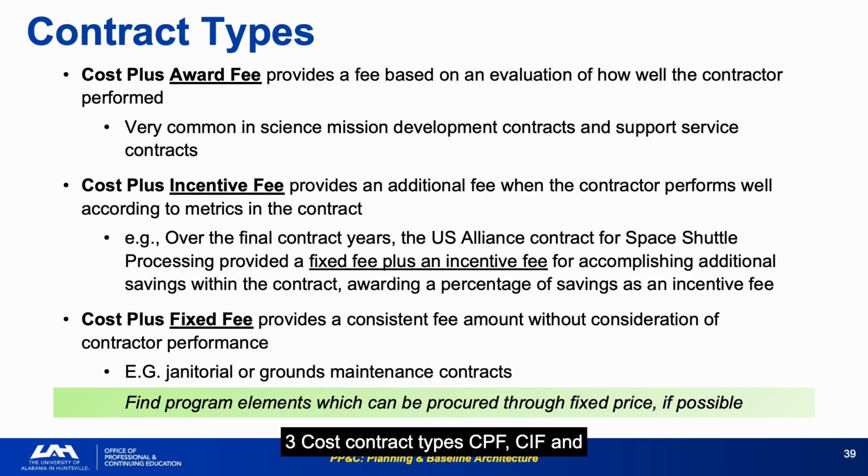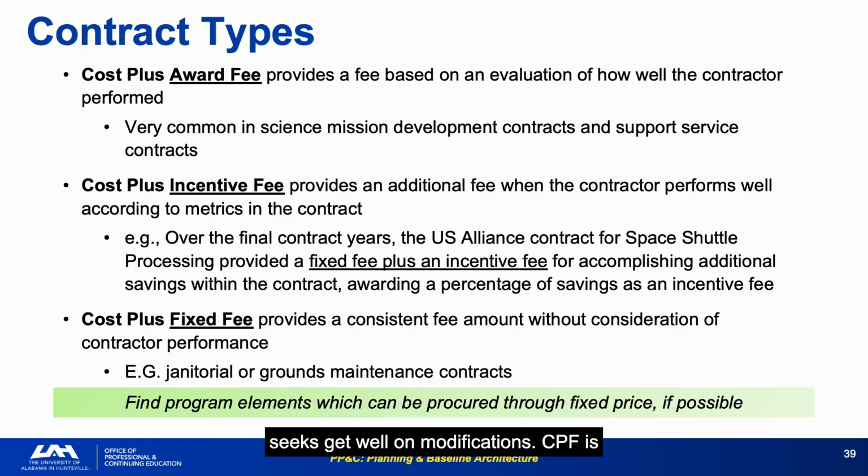3 cost contract types, CPAF, CPIF, and CPFF, provide different incentive structures for development work where requirements aren't fully defined, and cost risk must be shared between government and contractor. Find program elements that can be fixed price where possible, but the critical caveat is where possible. Using fixed price on development work that is not defined creates the opposite problem. The contractor bids low to win and then seeks to get well on modifications.